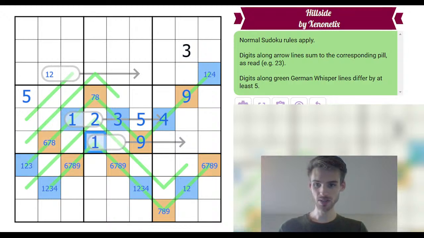And this is a 1, so these have to add up to less than 8. 8 or less.